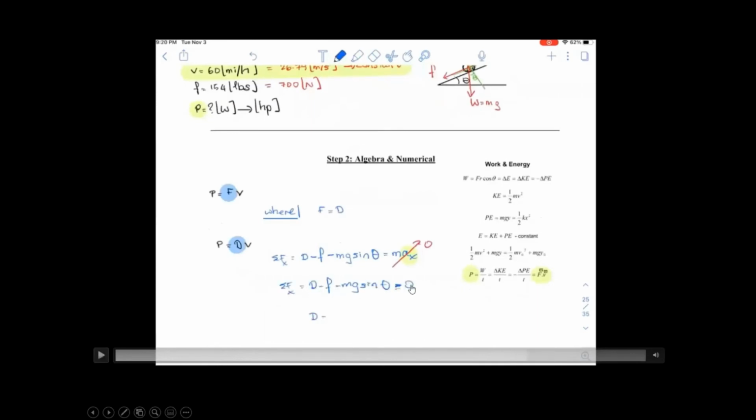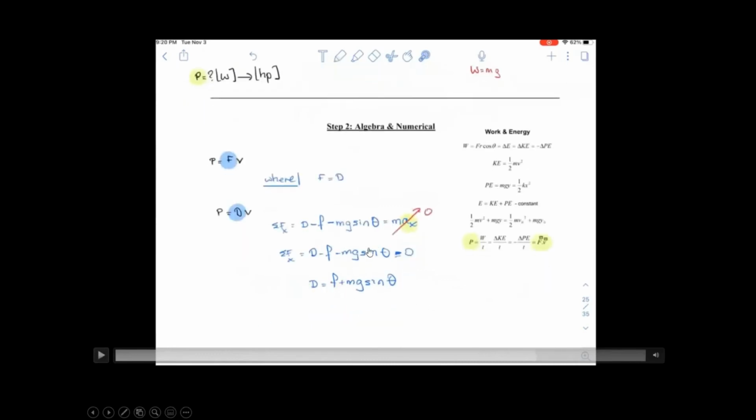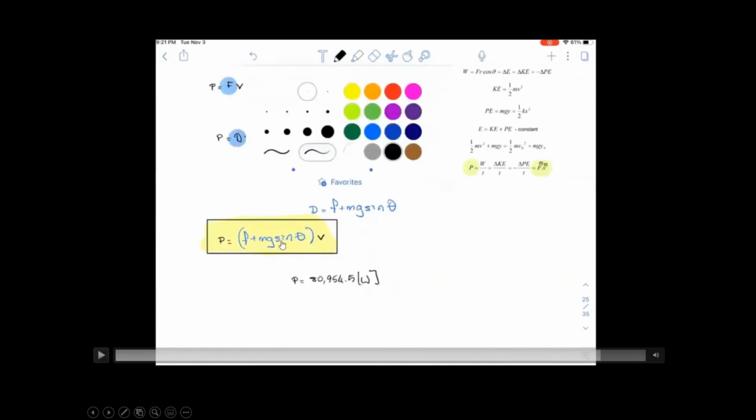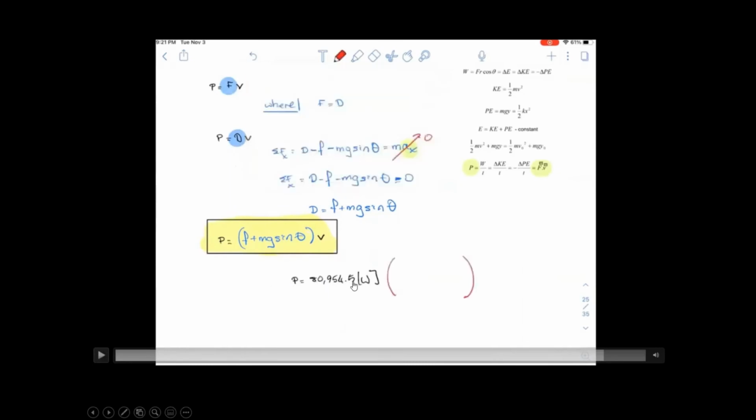So now we can just isolate D from here. All right, so this expression is going to go back into that one. So the question is, do we have numbers for everything? Do we know what the frictional force is? Do we know what the mass is? Do we know what the angle is? Do we know what the speed is? The answer to those questions is yes. You know what the frictional force is, you know what m is, you know what g is, you know what the angle is. So it'll give you an answer in terms of watts.